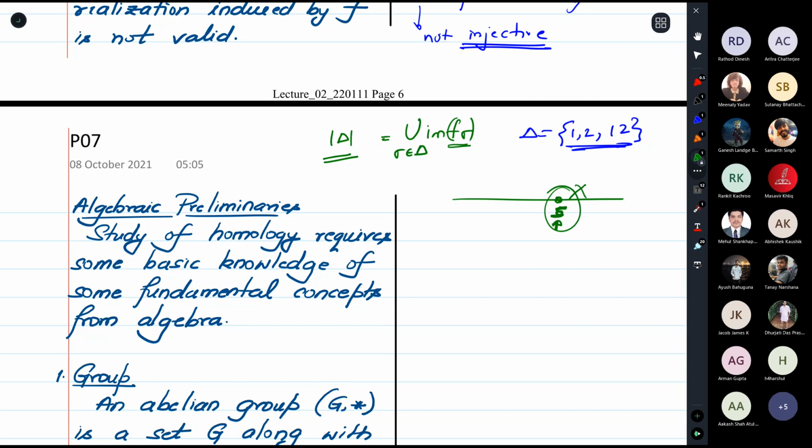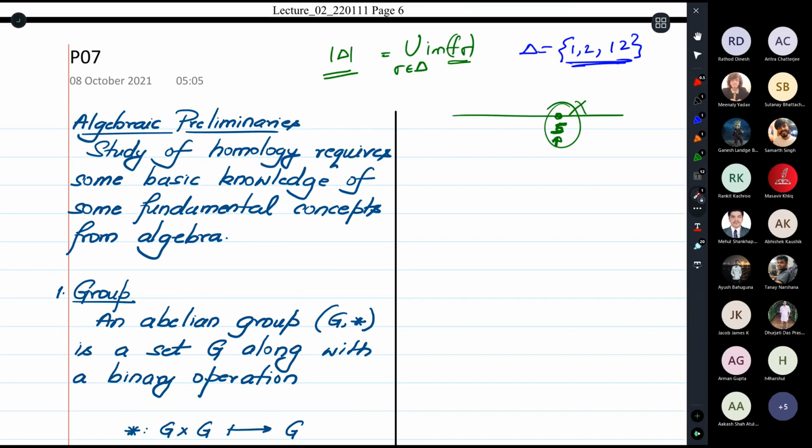All right. Okay, so this is what this concept of geometric realization is all about. And we will now move on to the second half of today's class. So now we want to begin the study of homology. However, a study of homology requires some basic knowledge of some fundamental concepts from algebra. Is this okay? Now, what we are going to study is actually part of algebraic topology. This needs to be emphasized.